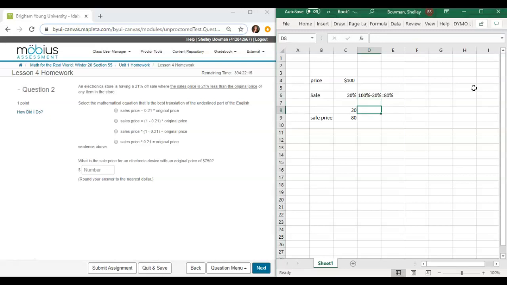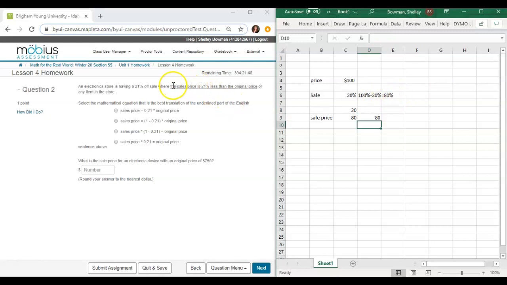So I skip a little bit of a step if I'm doing this mentally by taking it from 100% first. Then I find the sales price by taking my price, $100, and saying, okay, I'm not paying for 20% of that, so I'm going to pay for the 80% of it, which is what I got here on the sale, times 0.8, and I get the 80.